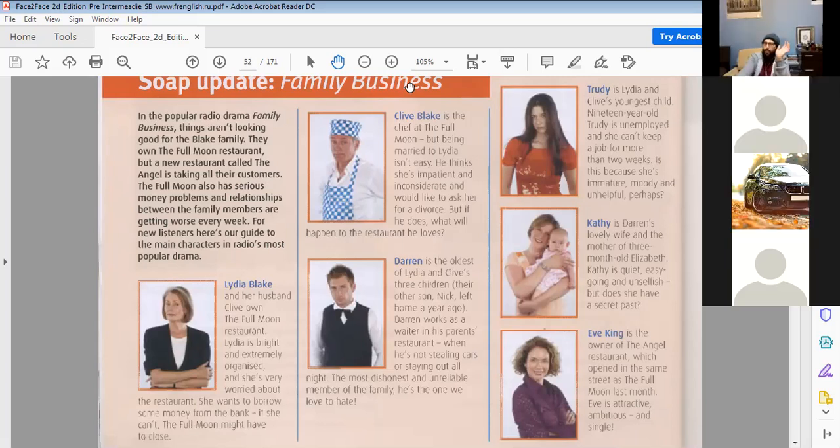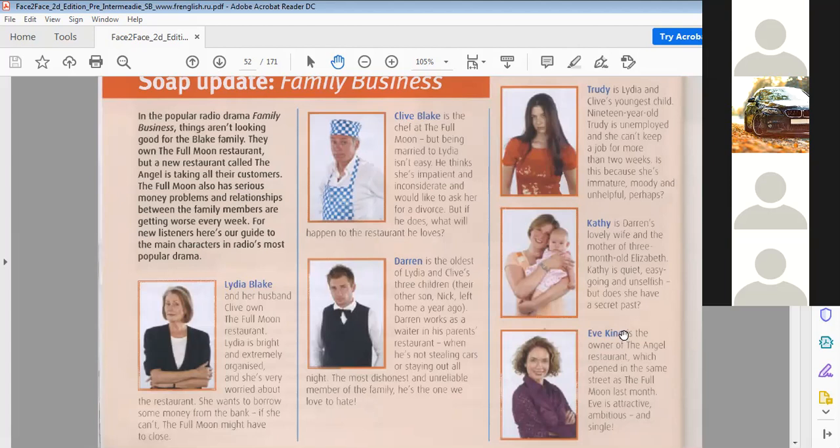So I need you to zoom on Lydia. Can you see Lydia? Here, Lydia, can you see her? Okay. So just zoom with your fingers on your screen, and after you finish reading about Lydia, read Clive, Darren, Trudy, Kathy, and Eve. Okay? Everyone or Lydia? No, all of them, all of the characters. Okay.